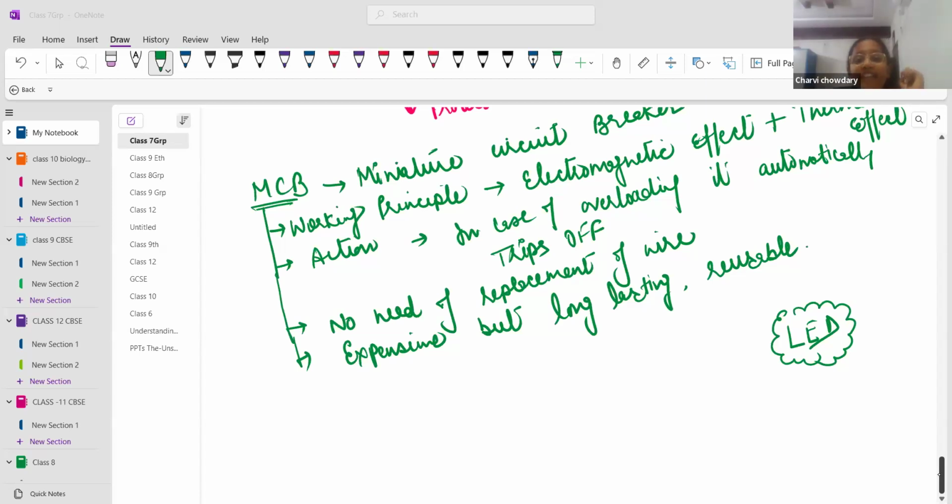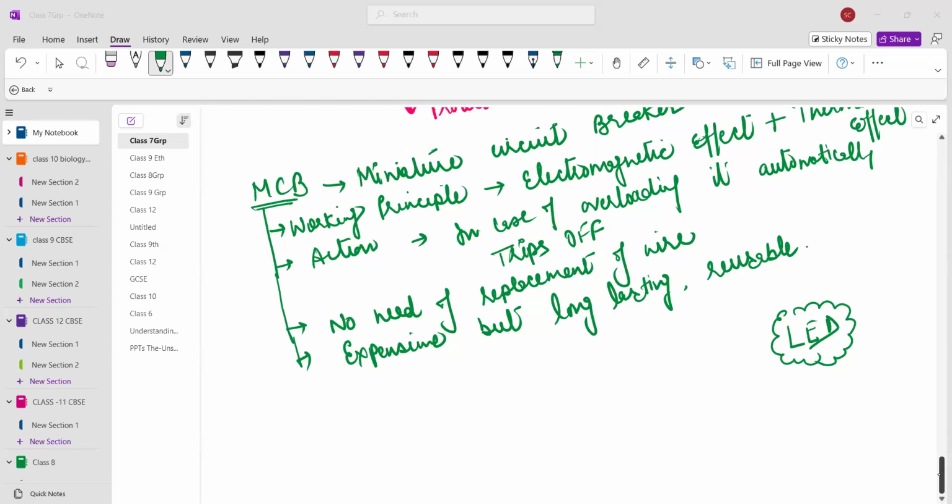Ma'am, but LEDs don't produce heat, right, ma'am? LED is also producing heat, but the heat produced by LED is very low. So LED is more efficient because heat is low. So energy wastage by the LED is very low. So it conserves your energy.